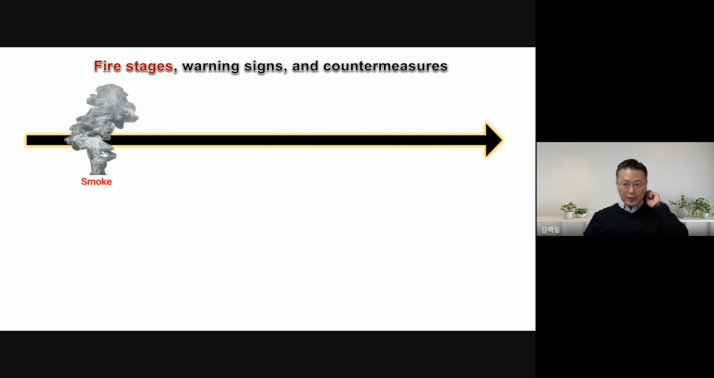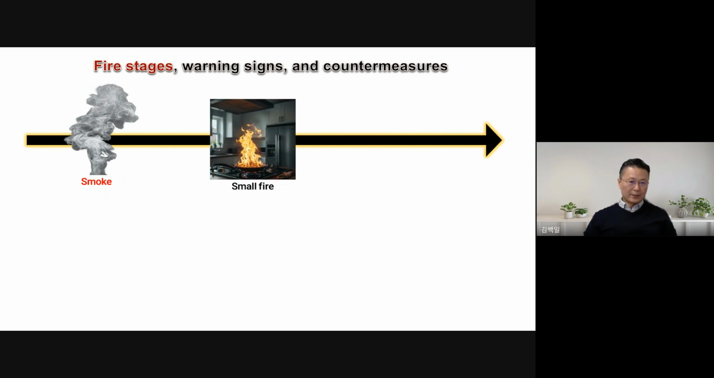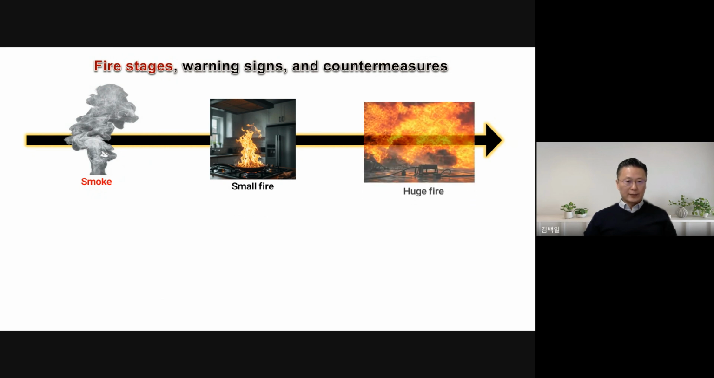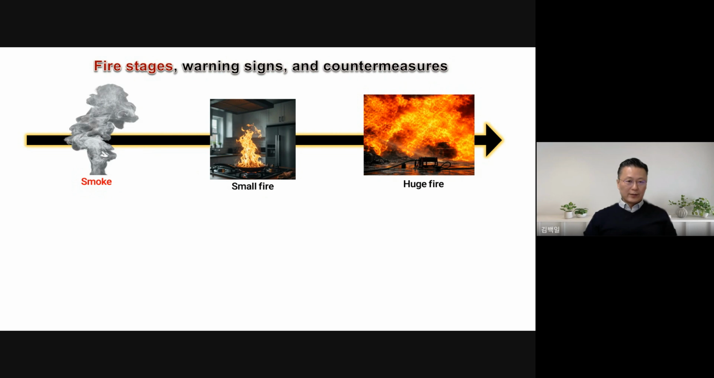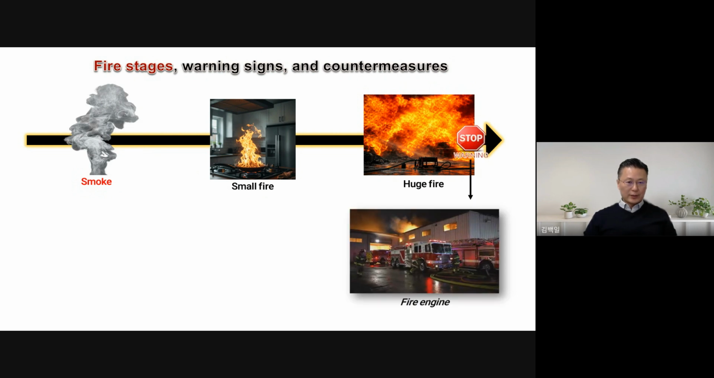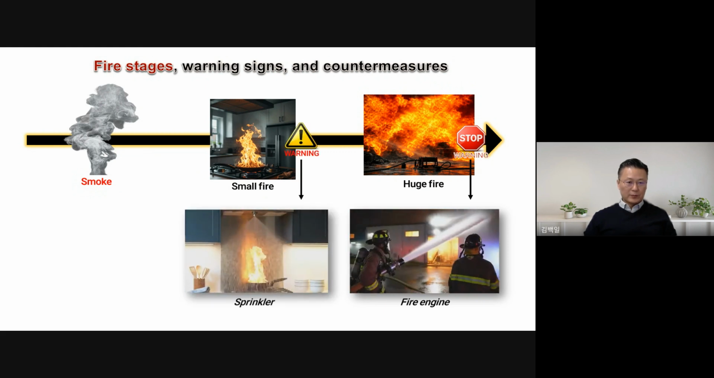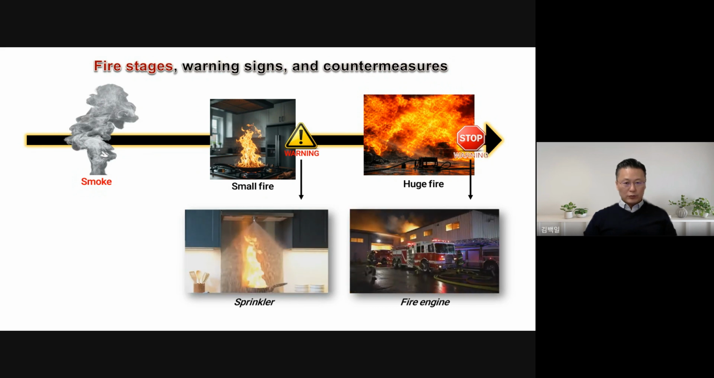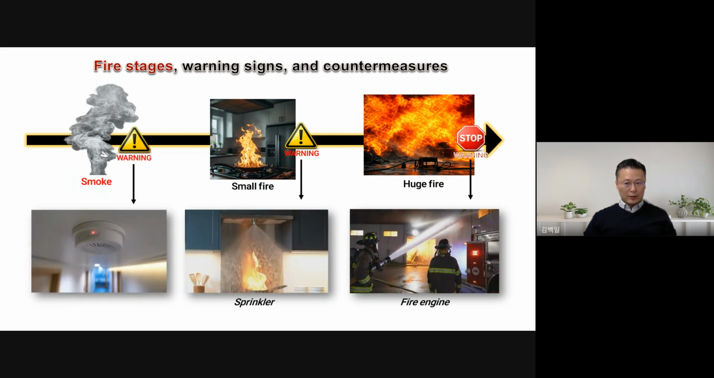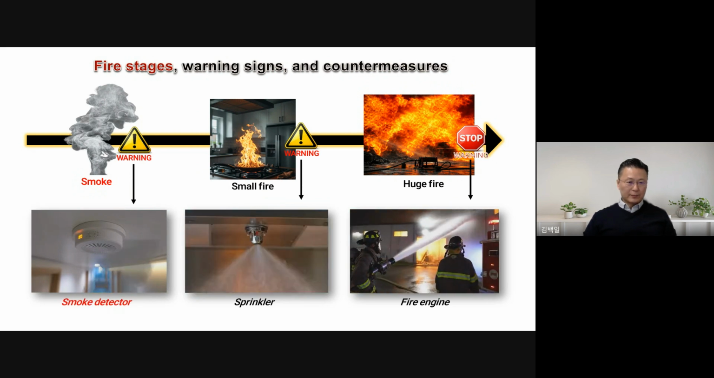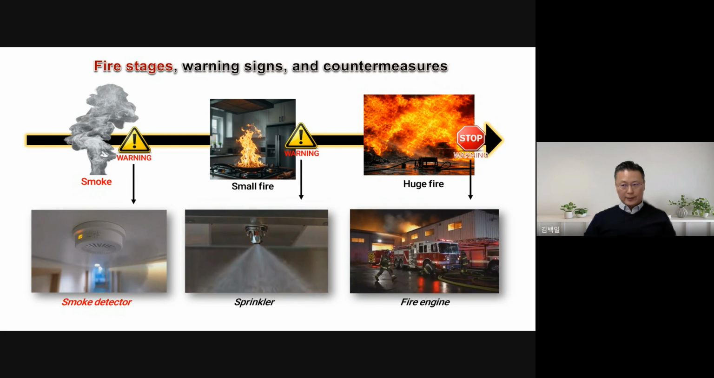Before starting my presentation, I would like to start with this slide: fire stages, warning sign, and countermeasures. Fire progression begins with the smoke, then the development of small fire. Finally, there is a big fire. While the fire trucks must be dispatched to extinguish the large fire, a sprinkler can be sufficient for the small fire. Even more crucial is the early detection of the warning sign using smoke detectors.